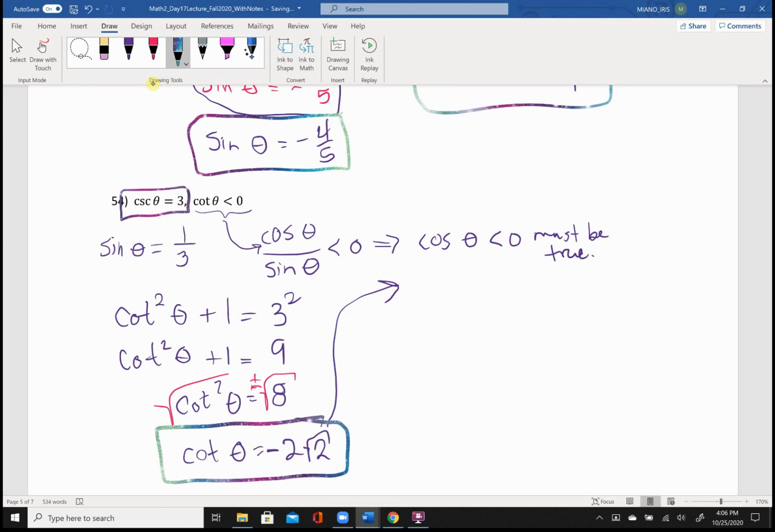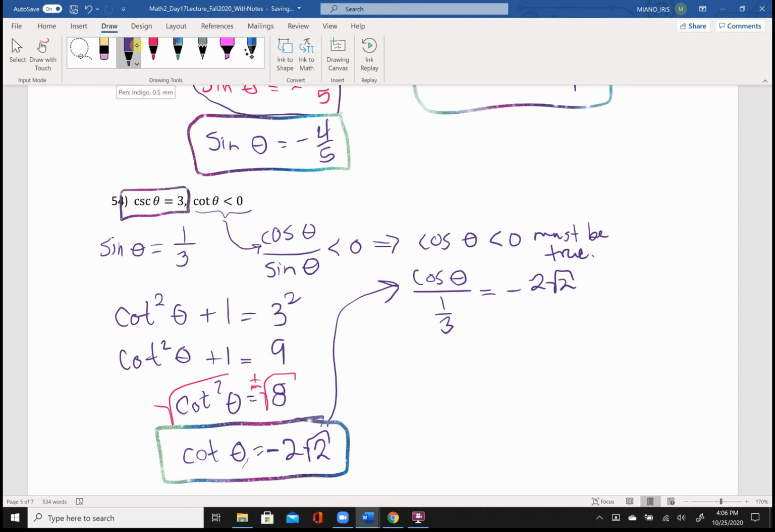But let's use this in order to find the cosine value, because we have the sine, right? Okay, so we know that this is cosine theta over sine theta. So that's going to be cosine theta over 1/3 is going to be equal to the cotangent, which is -2√2, yeah?